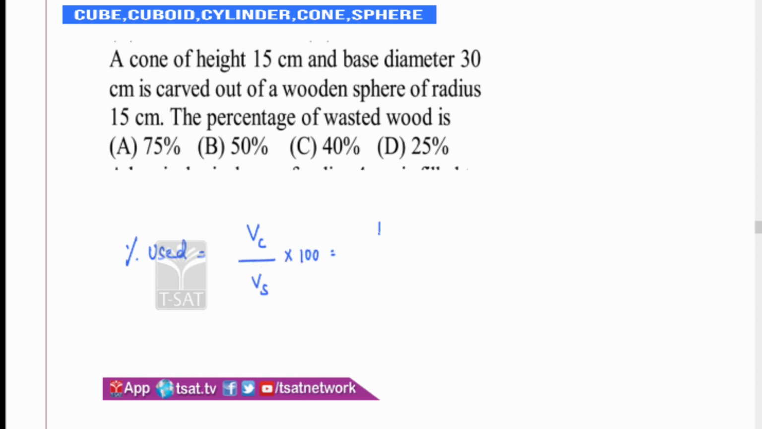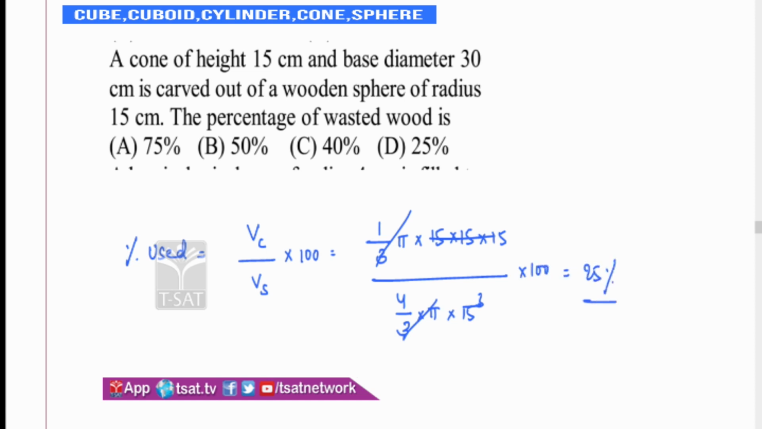Volume of a cone is 1/3 pi r square h. R is 15, therefore 15 into 15. H is also 15. Divided by 4 by 3 pi r cube, which is also 15 cube. 15 cube cancels, pi by 3 cancels, into 100. 1/4 of 100 means 25% of the wood is used. If you are using 25% of the wood, what is the percentage wastage? 75% of the wood is wasted.